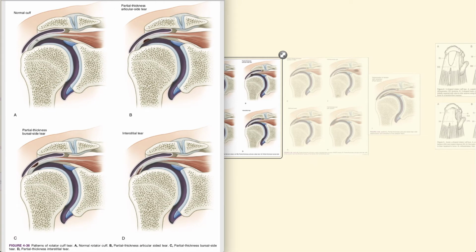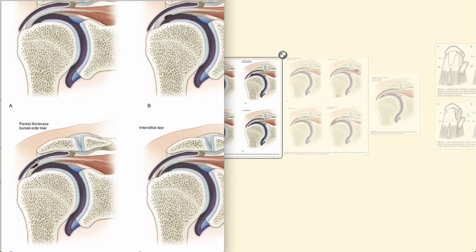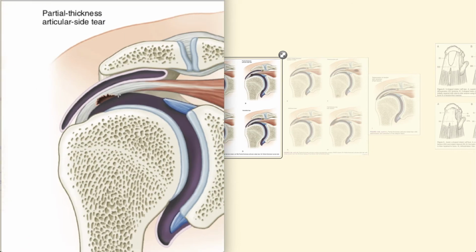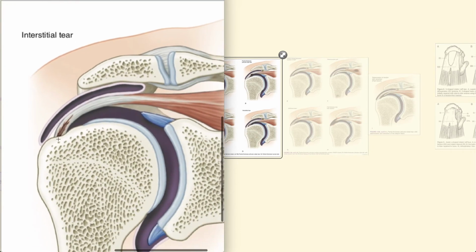Here we can see the normal supraspinatus cuff, and we could see this is a partial thickness articular sided tear, and this is a bursal sided tear. I'll zoom it for you. This is a bursal sided tear. This is an articular sided tear. It could also be an interstitial tear.